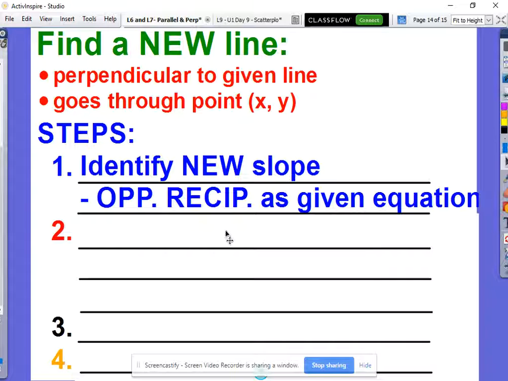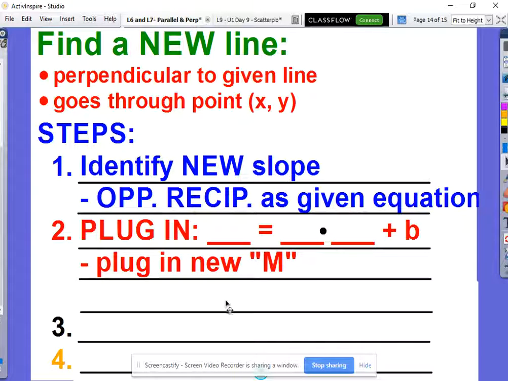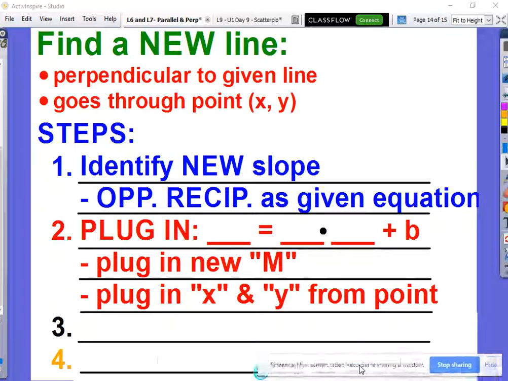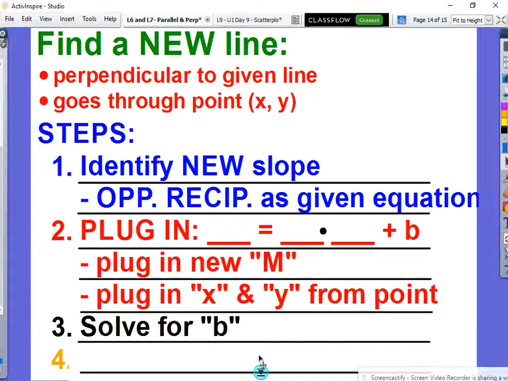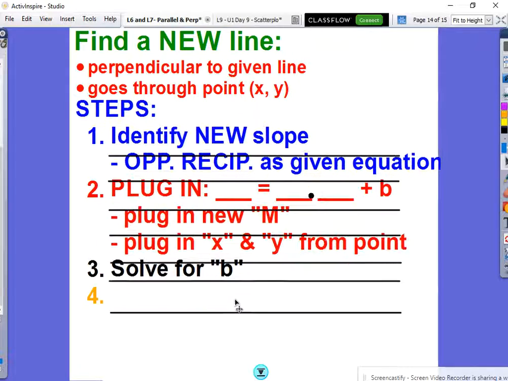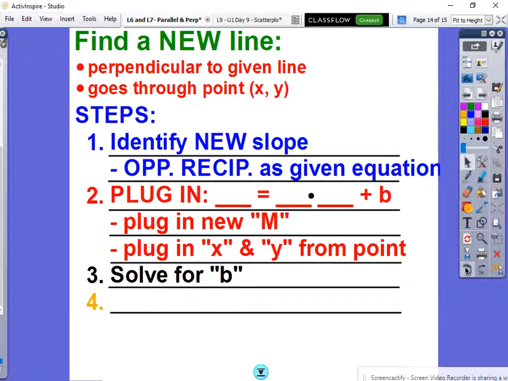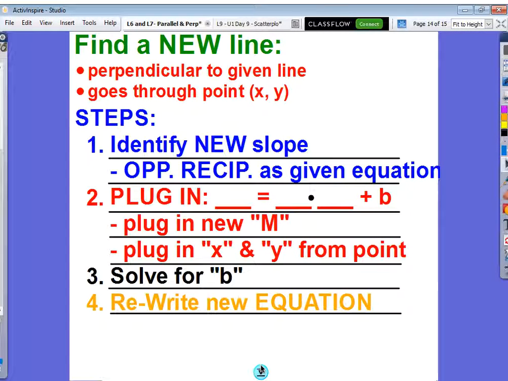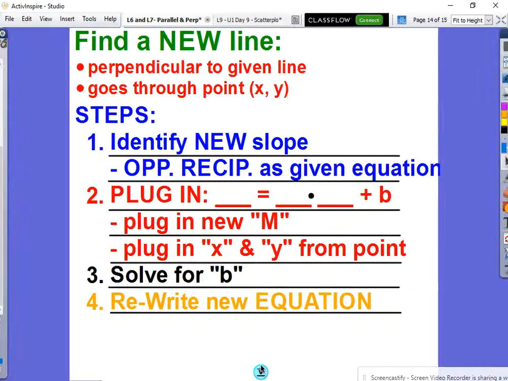The rest of these are pretty much the same. Plug in blank equals blank times blank plus b. Plug in your new m. Plug in your x and y from the point, just like we've been practicing. And then from there, go ahead and solve for b. Solve for whatever your b value is. And then last but not least, once you've solved for b, rewrite the new equation. So take a minute, press pause, and write down those 4 steps. They're very similar to last class, except really for step 1, because our slope isn't the same anymore.